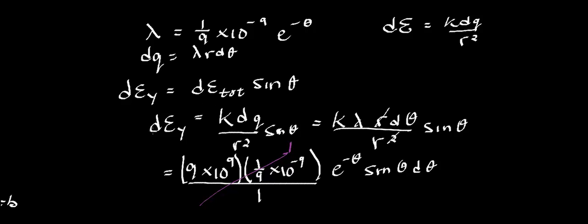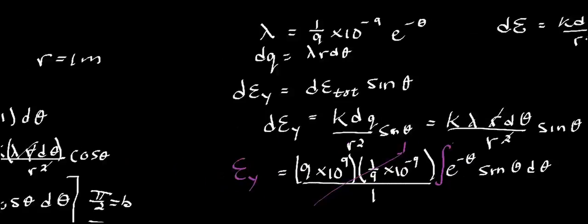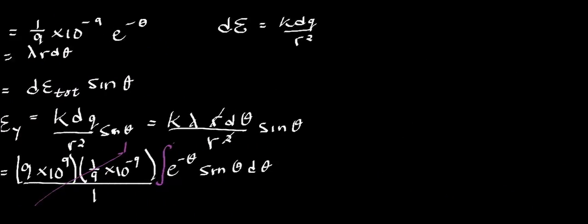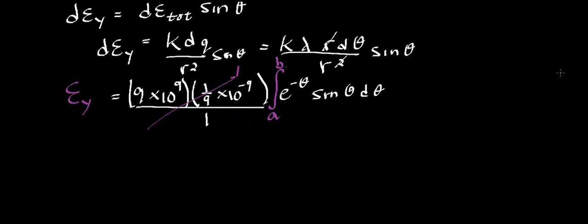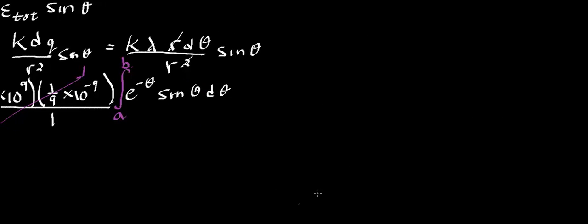So literally when we do this integral, we would say that the electric field in the y direction is basically equal to the integral of e to the negative theta sine of theta d theta, but because it's the same circle, we have the same limits of integration. So I'm going to stick to using a and b just for simplicity. And basically the same thing is going to happen here as we did in the last problem. So let's write this again.